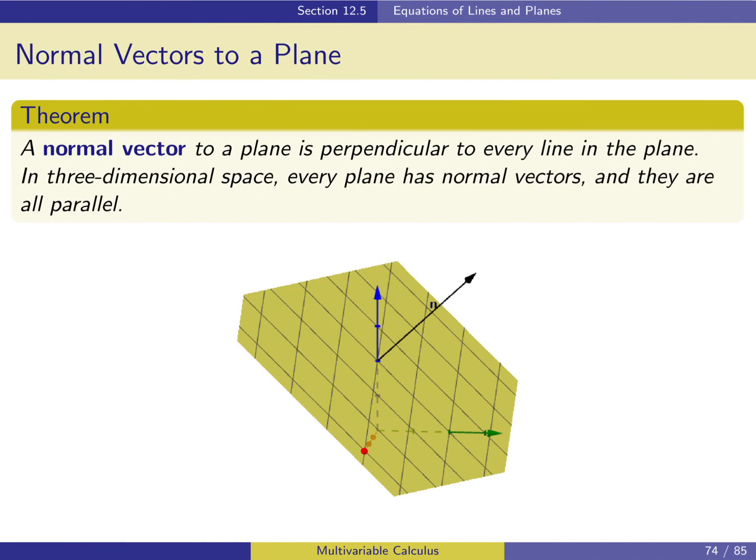Every plane has a normal vector. It's a vector that's perpendicular to any line that it meets in the plane. In three-dimensional space, every plane has these normal vectors. Of course, a normal vector could be longer or shorter and still be perpendicular to everything in the plane. So there are infinitely many normal vectors, but they're all parallel to each other, though of course some could face in opposite directions.